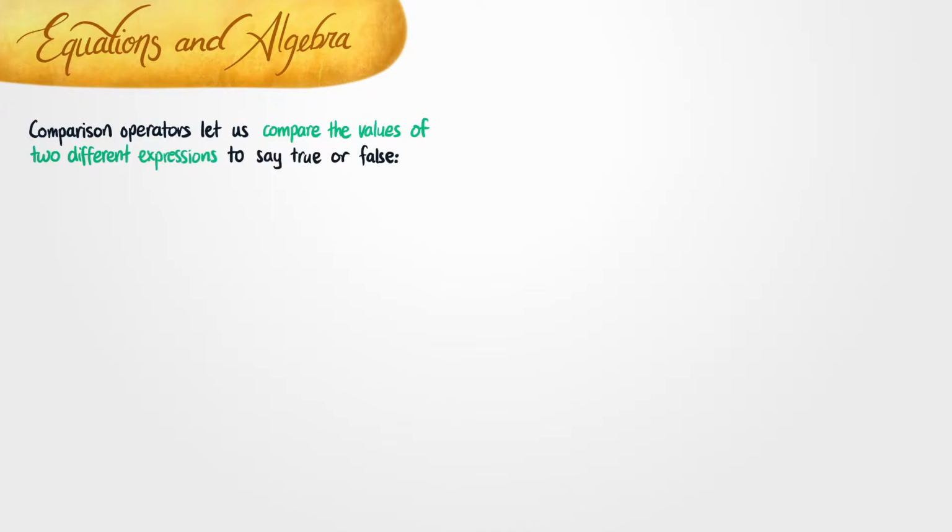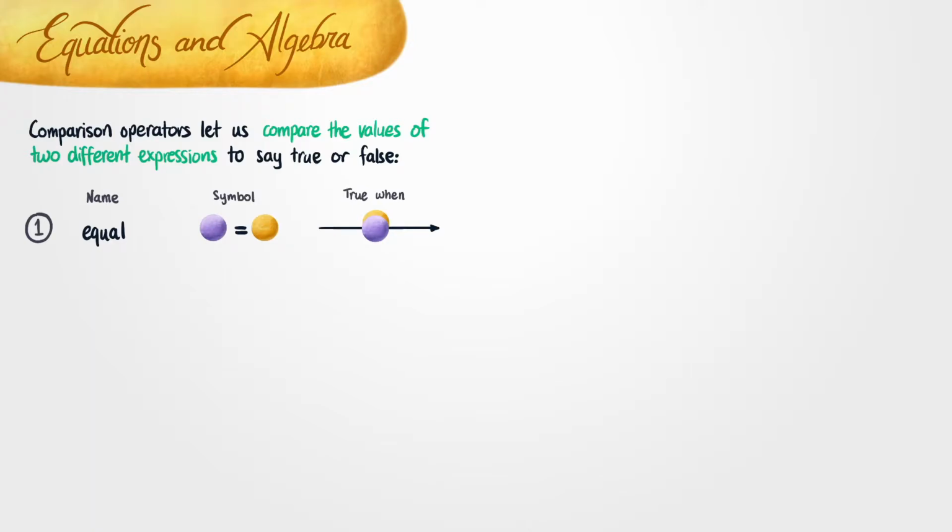Now, comparison operators allow us to compare two different expressions, and upon comparing them, we can decide that the statement is either true or false. Now, the simplest comparison operator is equality. The symbol we use for equality is this equal sign over here. As I said already, people tend to reuse this symbol to mean equivalence or equality.